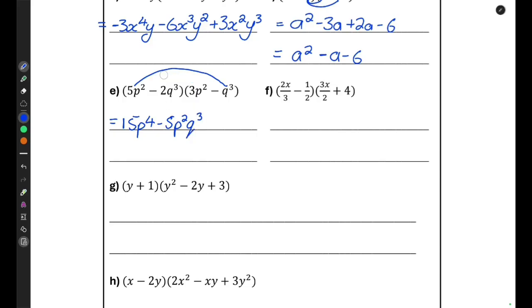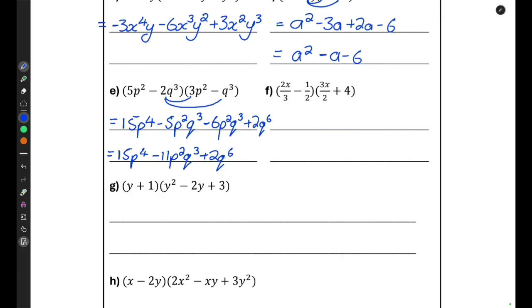Now I'm going to take the minus 2q cubed and multiply them with both. So minus 6, let's go alphabetical, so p squared q cubed, and then plus 2q⁶. Okay, I need to check for middle terms, and yes, they are like terms, so the final answer will be 15p⁴ minus 11p²q³ plus 2q⁶.